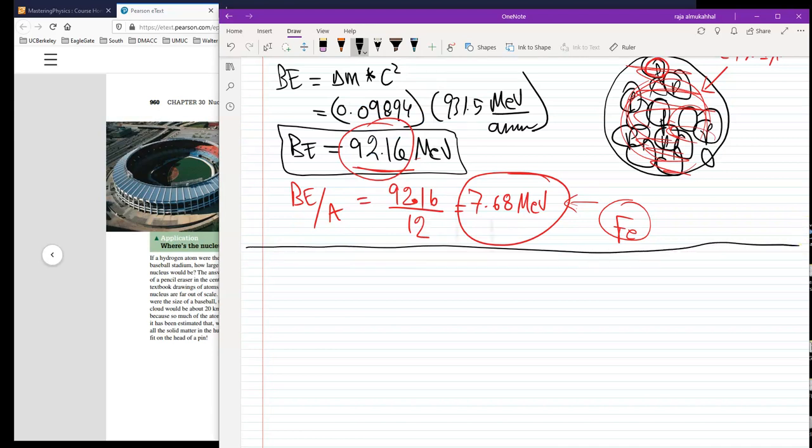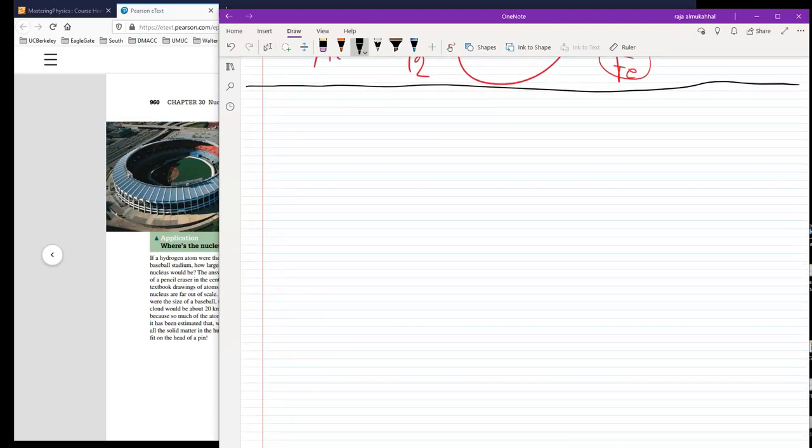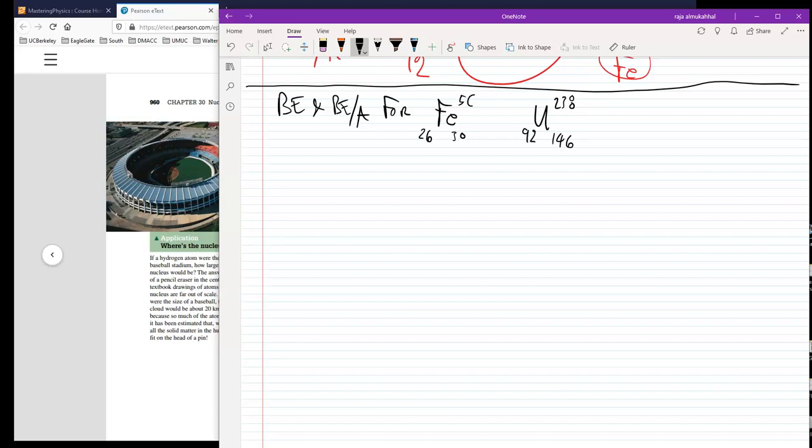All right, let's find, again, the same question. Find the binding energy and the binding energy per nucleon for Fe, the iron, and uranium-238. Okay. Now, 238, which means it is 92 for Z. Okay. The neutron number is 146. For the Fe, the iron, it is Z of 26 and A of 56. Got it?